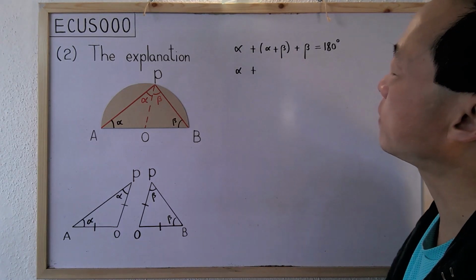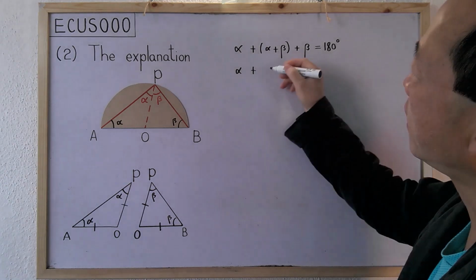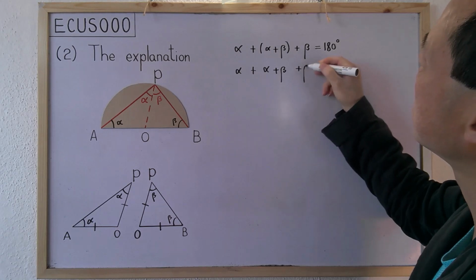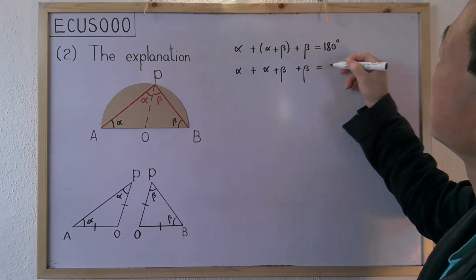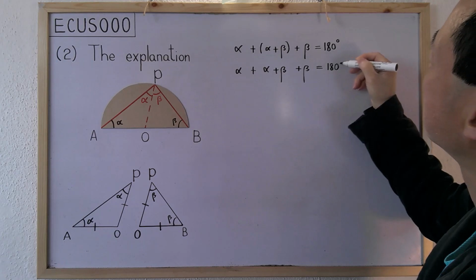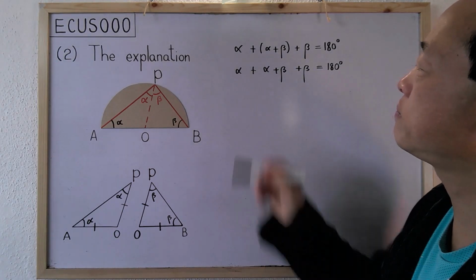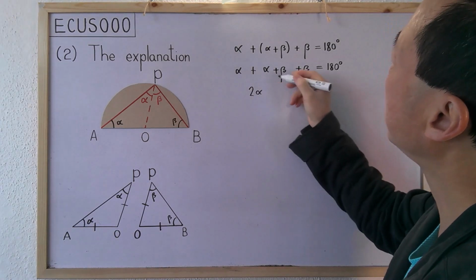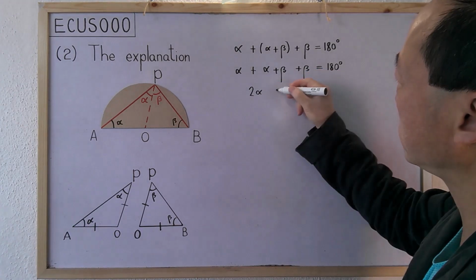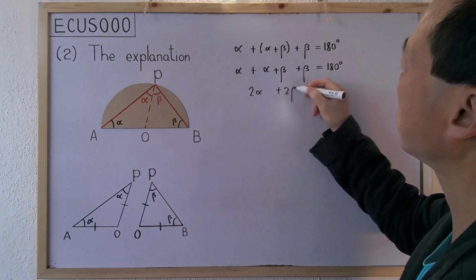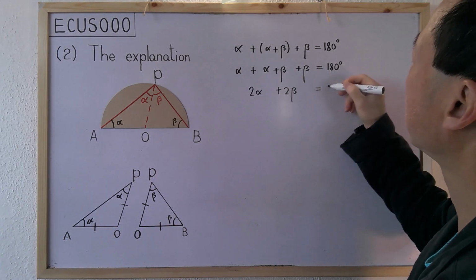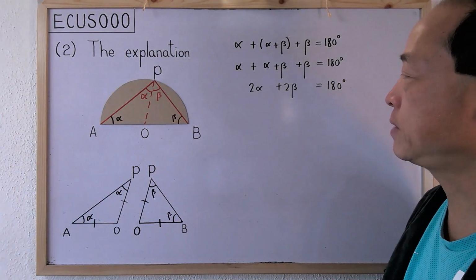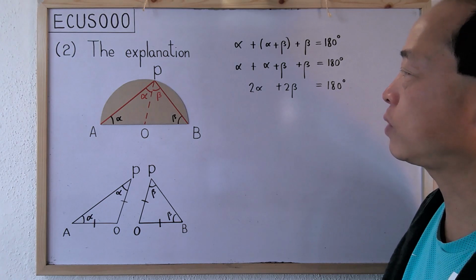Taking out the things from the pair of brackets, we have alpha plus beta. Alpha plus alpha is 2 alpha. Beta plus beta is 2 beta. To bring it down to alpha plus beta, we multiply both sides by 1/2.